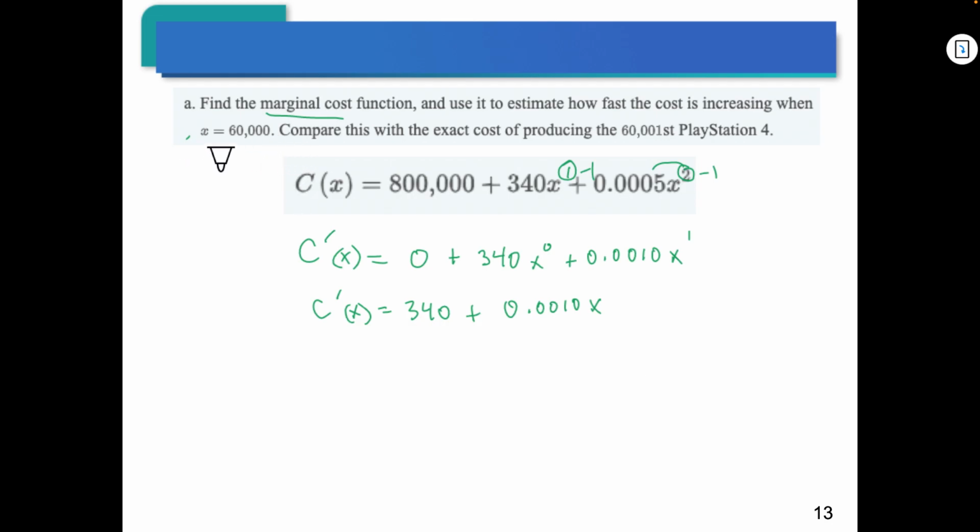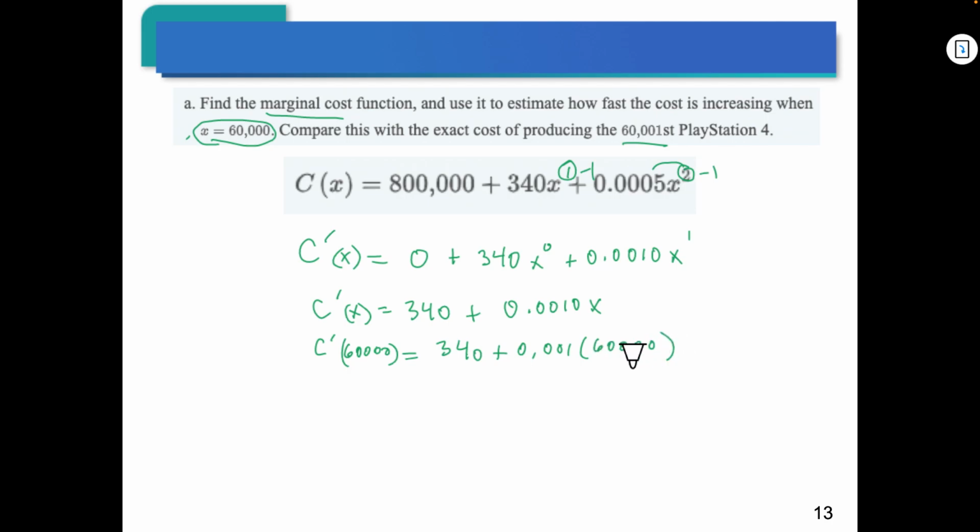There's actually a slight increase to the costs. And so if we want to find the marginal cost for 60,000, or estimate the cost of the 60,001st, how much for that additional one, again, we put in 60,000, the derivative at 60,000. So 340 plus 0.0010, and then we've got 60,000 here.